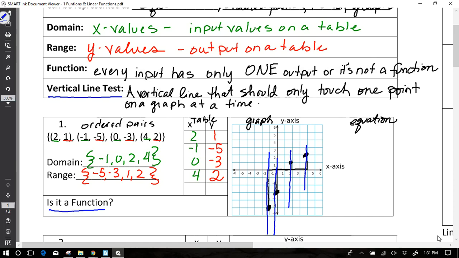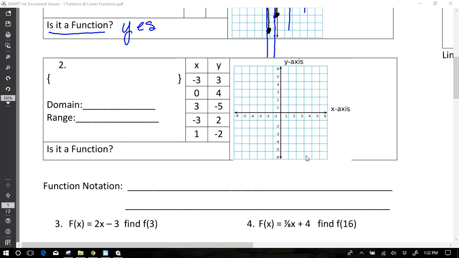And then the question that you ask yourself is, does any one of those blue lines hit more than 1 point? And they don't. They only hit 1 point, which is exactly what we want for that to be a function. Great job. So now let's look at example number 2.